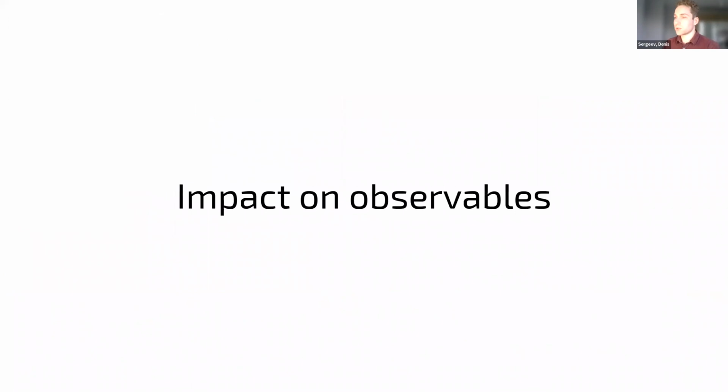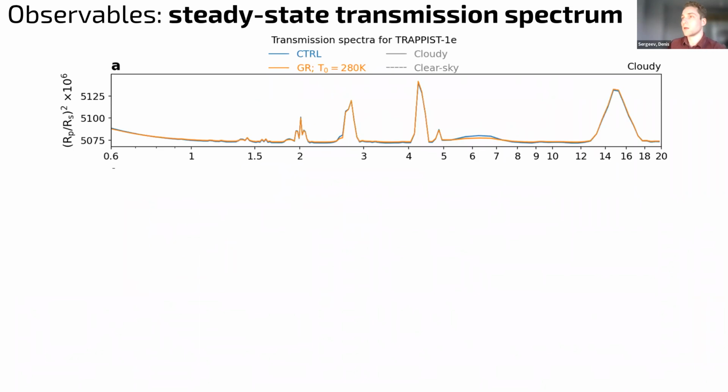Right, and the final part of my talk is the impact on observables. In this plot, I'm showing the steady state transmission spectrum for the two regimes. The blue line shows the virtual jet regime in the control simulation, and the orange line shows the MJ regime, for one of the sensitivity experiments. This is a transmission spectrum obtained from the simulation using SOCRATES, so it's a sort of online calculation in the model. And what I plotted here is the wavelength range from 0.6 to 20 micrometers.